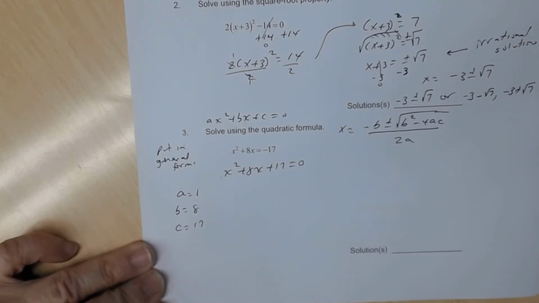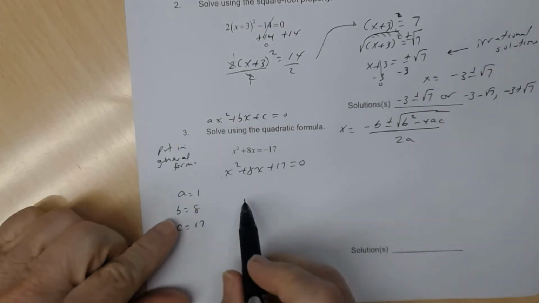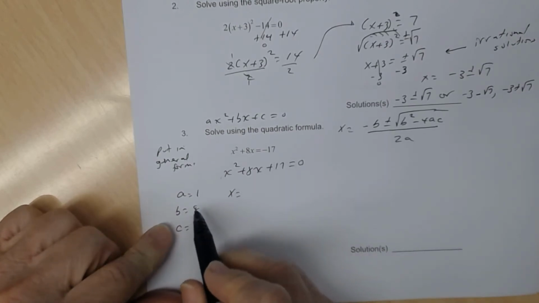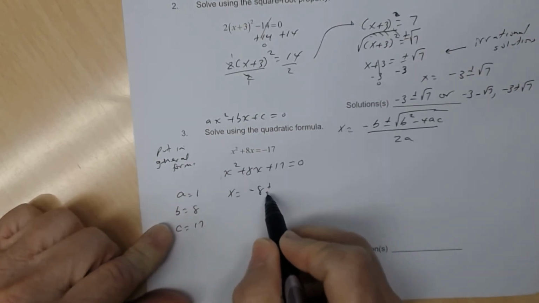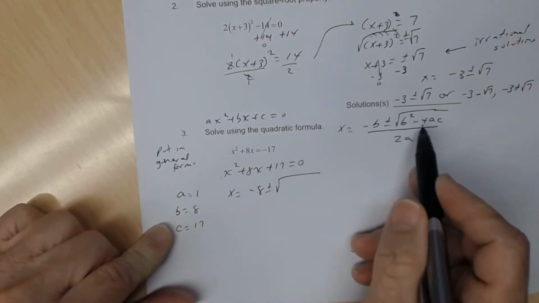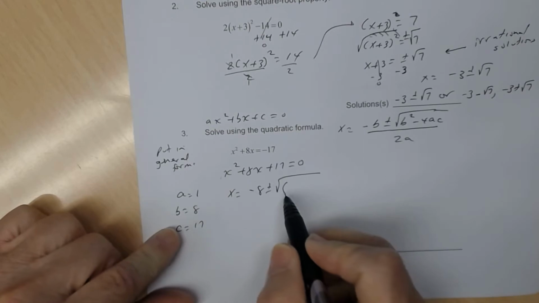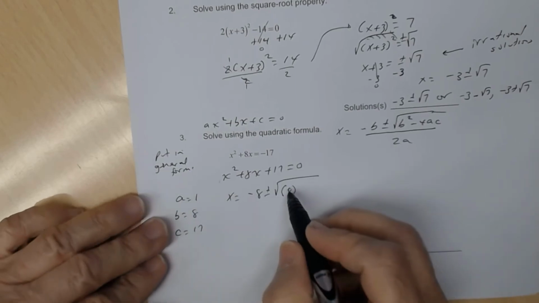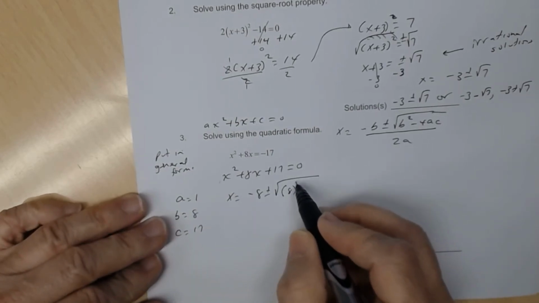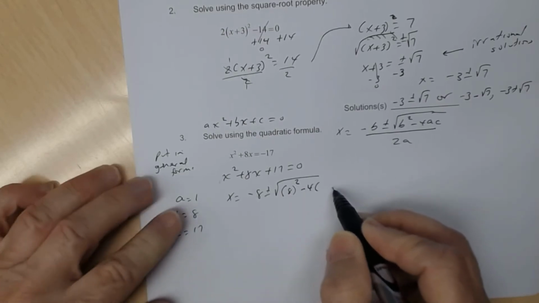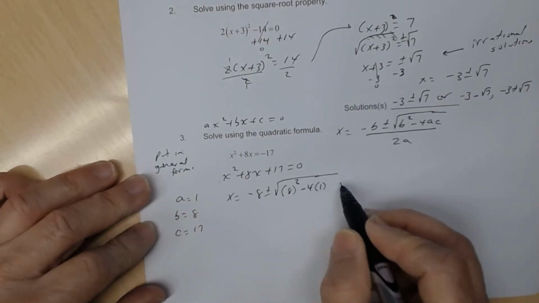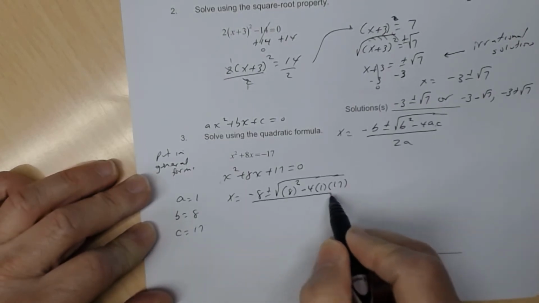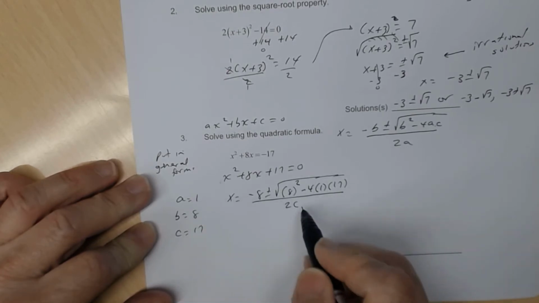Alright, so the solutions will be x equal the opposite of b. Well, b in this case is 8, so the opposite of 8 is negative 8, plus or minus the square root of, and then the discriminant. So I'm going to put all these in parentheses. So b is 8. Now the parentheses can be very helpful if any of these were negative. So in parentheses I'm going to put 8, that's being squared, minus 4 times in parentheses a, which is 1, times in parentheses c, which is 17, divided by 2 times a, and a is 1.